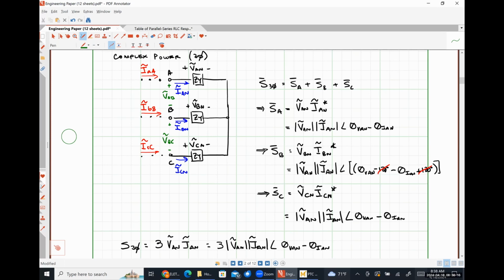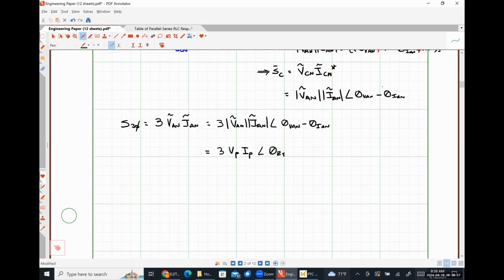Say that louder, Trilon. They're the same thing, 100%. For a Y-connected load, the line currents and the phase current are literally identical. So what I'm going to do is replace that IP with an IL. I'm going to leave that theta ZY the same because that angle is going to be the same in the complex power.